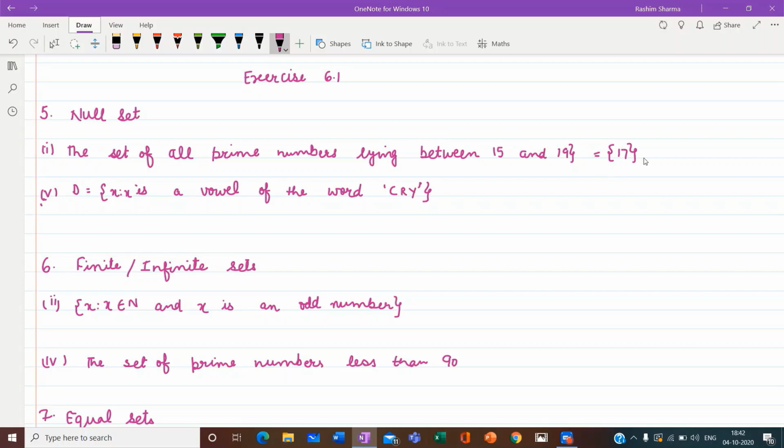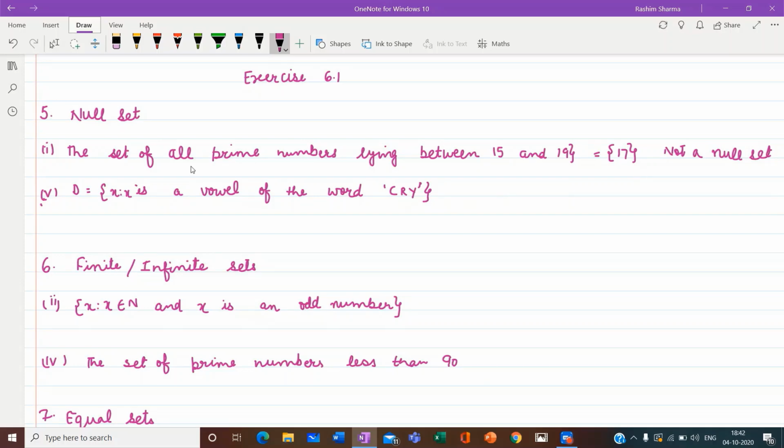Alright, so it means it has one element, so it is not a null set because there is one element in the set.